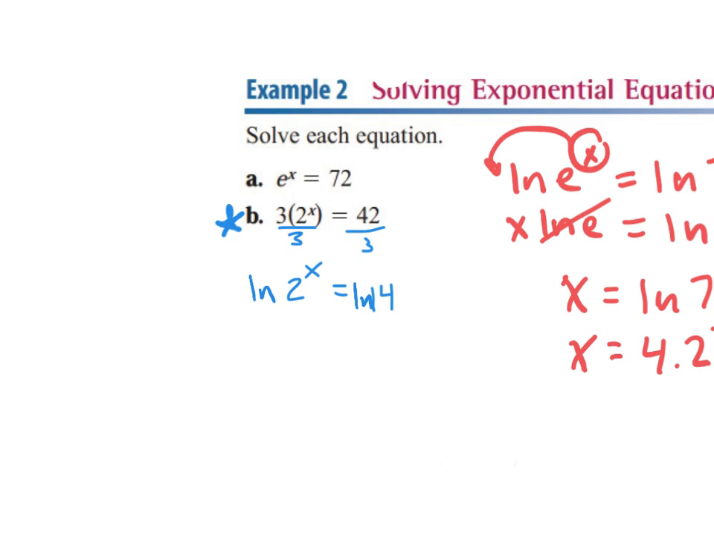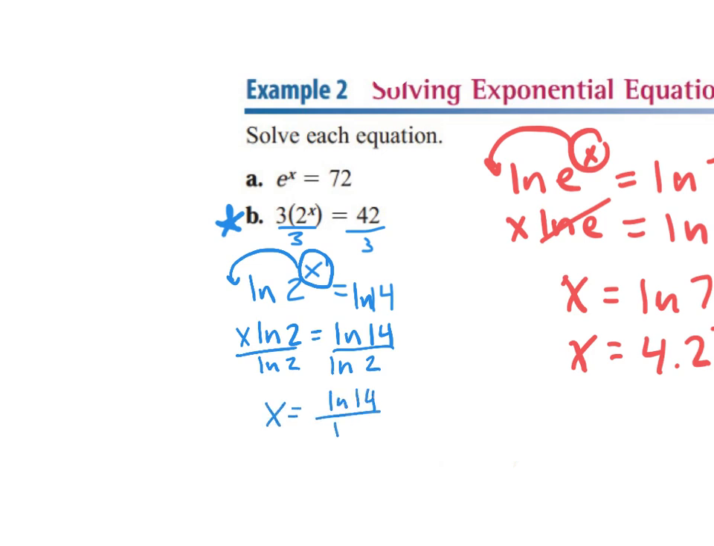Now our ln of 2 is not going to cancel out like it used to, but we can take this x now and move it to the front. So we have x times ln of 2 is equal to ln of 14. Now these two things are being multiplied, x times the ln of 2. So to get that ln of 2 to the other side of our equation, we would just divide both sides by ln of 2. So we have x is equal to ln of 14 divided by ln of 2. And both of these things we can put in our calculator.